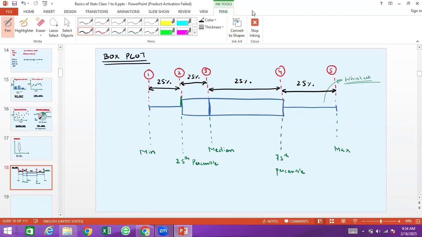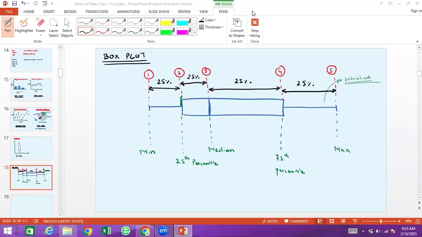So this is how we should read a box plot. Now the thing is how we are going to create a box plot. To create a box plot, all you need is the 5 points that I have mentioned over here: 1, 2, 3, 4, 5. One is the minimum value, one is the maximum value, one is the median value, and one is the 25th and 75th percentile.